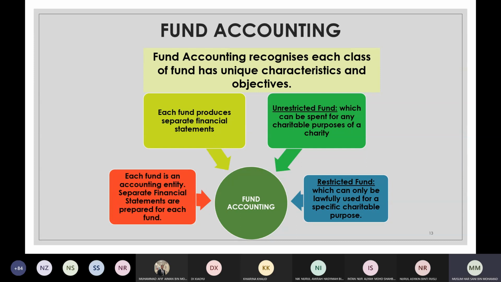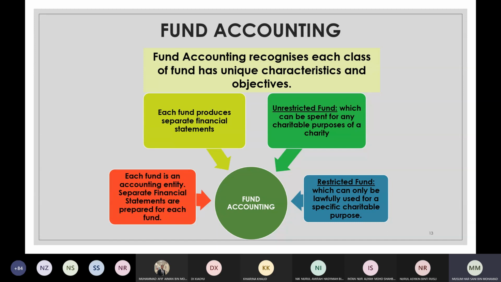There is unrestricted fund, which can be spent for any charitable purposes of a charity. Unrestricted fund means the use of funds can be a bit more flexible. For instance, I think fund accounting can be used for trust accounting, accounting for trust. Under a trust, sometimes it can be unrestricted, it can be restricted, depending on the terms of the trust deeds. I think definitely in government, trust is also one of the accounts, and trust fund accounting will be very useful to support trust.